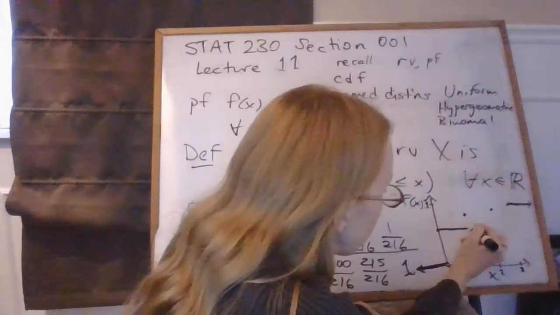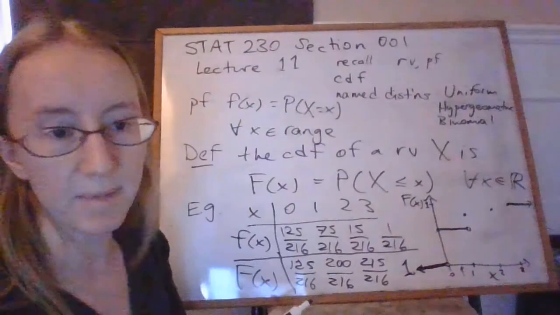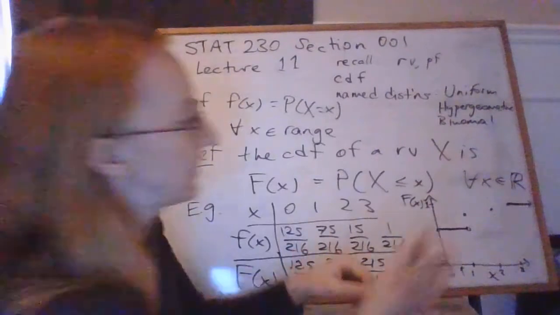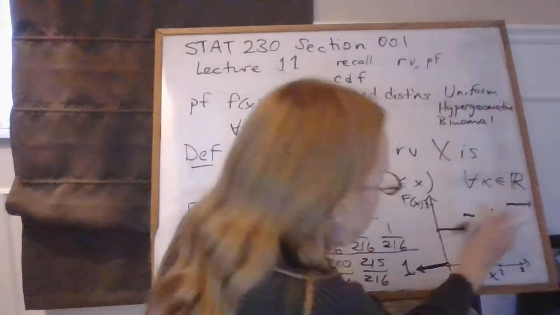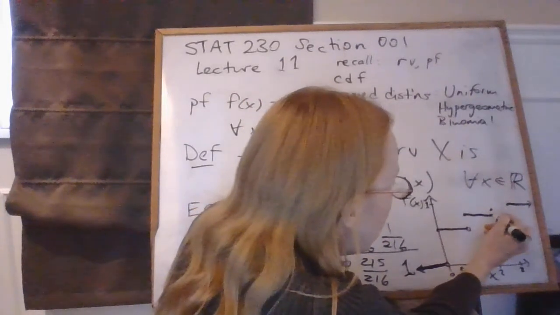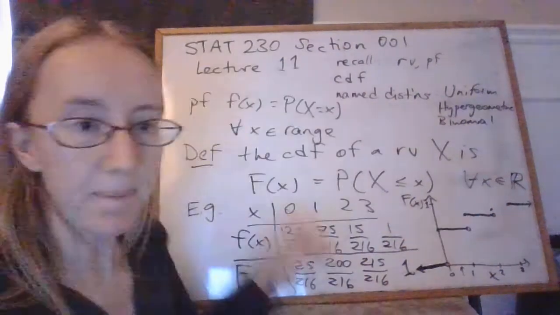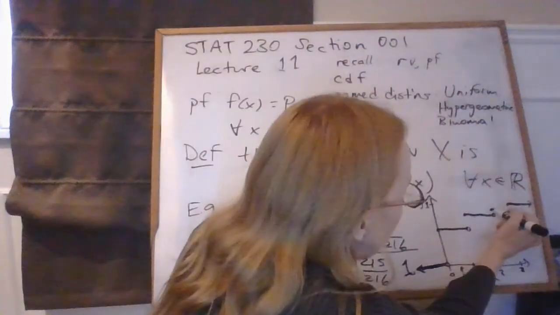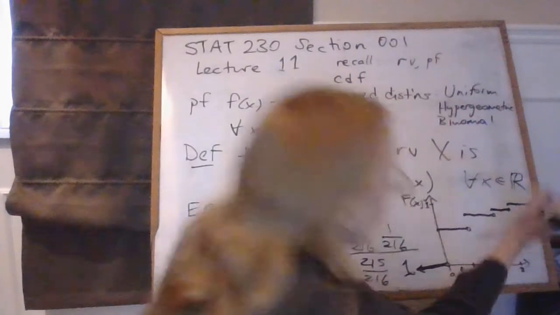It jumps up. So there's an open circle here, and it jumps up to there. And then the same thing will happen. This one will stay flat for a while, and then there'll be a discontinuity. It'll jump up, and then this one will be flat for a while, and then jump up.